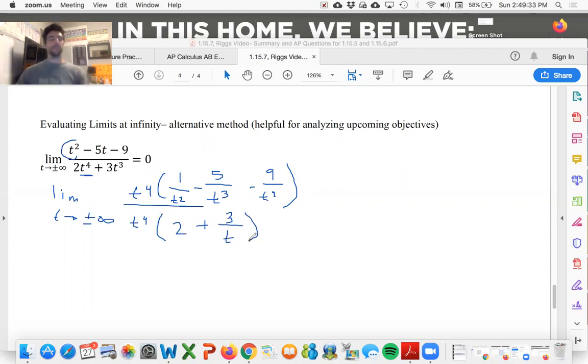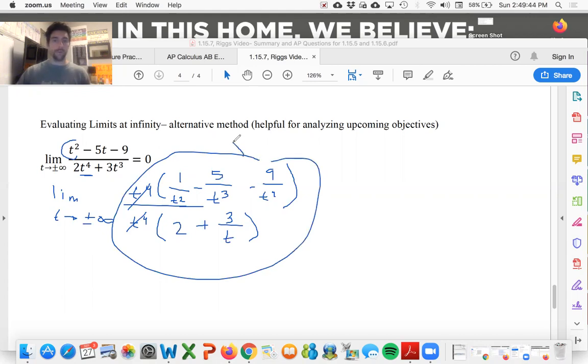You might be wondering, Mr. Riggs, why are you doing that? And here's why. If I factored out, you cannot cancel individual terms, but you can cancel factors. So now these two, I've written one. This right here is a mathematically equivalent expression to the original expression. They are the exact same. And now that I have factors, I can cancel those.